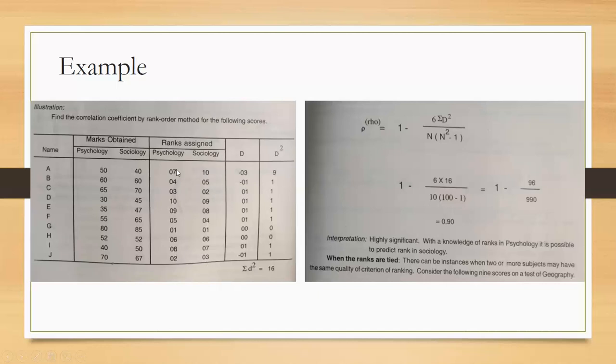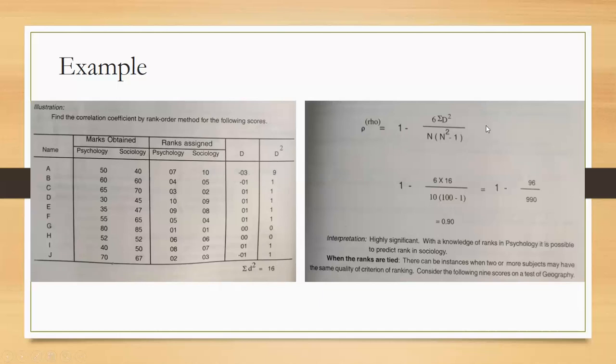Like that, I'm going to subtract the values of sociology from psychology, and then I will square it. Once D, the difference, is obtained, I'm going to square it. So I get 3 into 3, 9, minus 1 into minus 1, 1. Like this I get the calculation, and my summation D square, my total of the D square, becomes 16, as per the data.